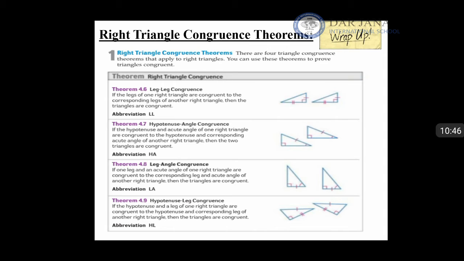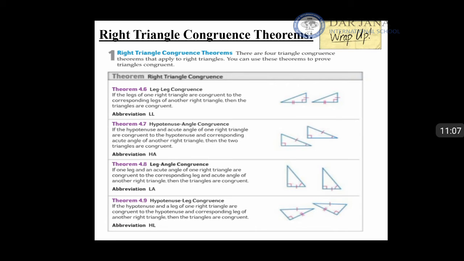So here we have a leg and an angle. If one leg and an acute angle of one right triangle are congruent to the corresponding leg and corresponding acute angle of another right triangle, then the two triangles are congruent using the LA congruence theorem, which is the third theorem. Now the last theorem is the hypotenuse leg congruence theorem.